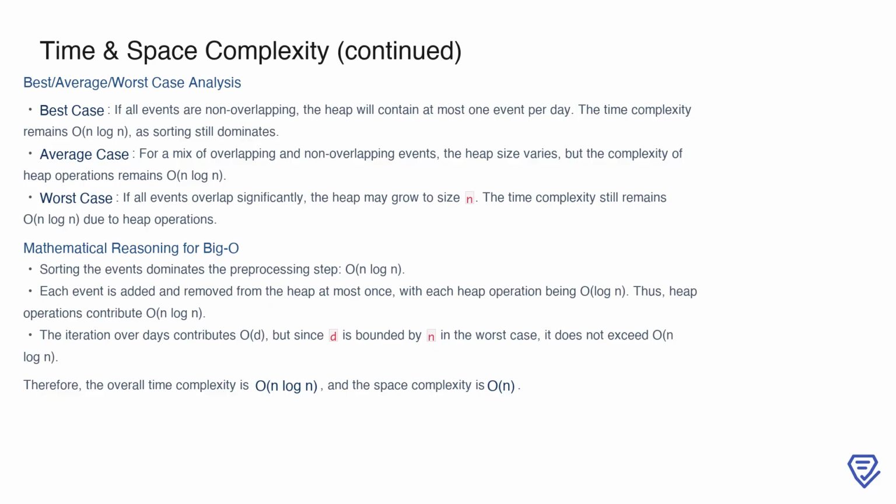However, the overall complexity of heap operations still remains O(n log n). In the worst case, where all events overlap significantly, the heap may grow to its maximum size of n. Even then, the heap operations remain efficient, keeping the time complexity at O(n log n).